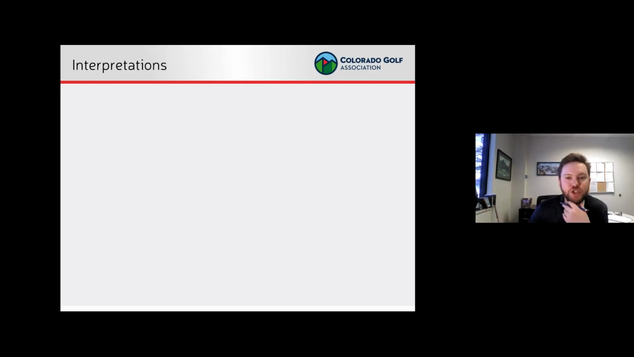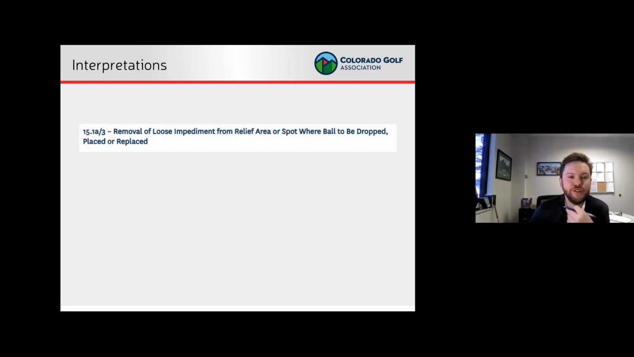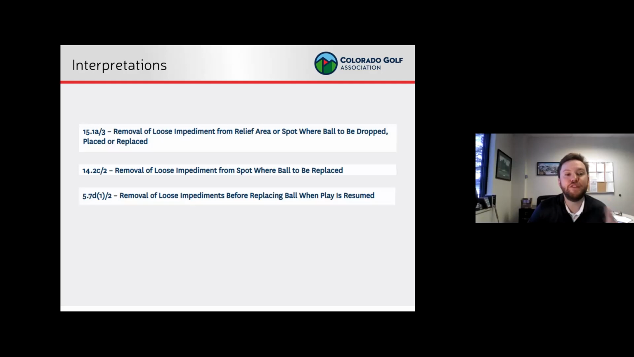So let's look at some interpretations. There are three very specific ones, kind of scattered throughout the rules, really. The first one is right here in 15.1a. We're going to look at that. In 14.2c, we see another one. And then in 5.7d, we see a third one. We're going to look at all these just to build a picture of what this is talking about, because it all points back to this. There are three different instances. In my rule book, I have these notes written with these interpretations, for further guidance, again, to really paint a picture and get a good look at what we're talking about here.